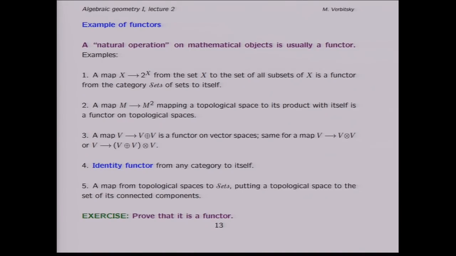Yeah, there are examples of functors. You have a map from a set to the set of all its subsets, 2 to the power X. It's a natural functor. Square, topological space to its square, V to V plus V. The identity functor is a very natural functor: a category to itself with everything mapped by identity. And then you can forget things, like take topological spaces or groups and forget that it was a topological space. Just forget topology, forget the group structure. This would give you a functor to sets. All natural things are functors. Questions?